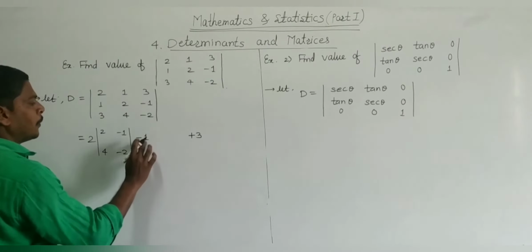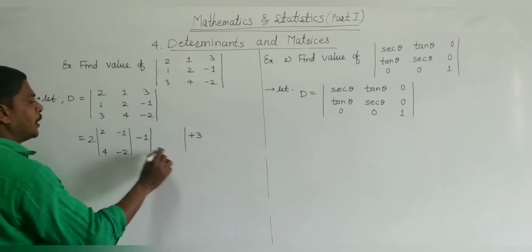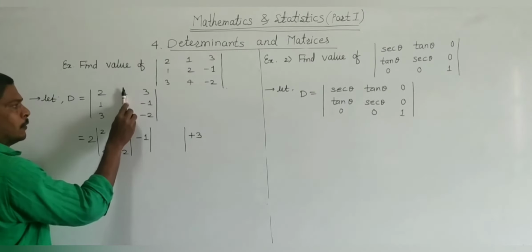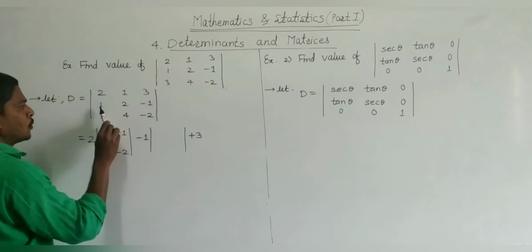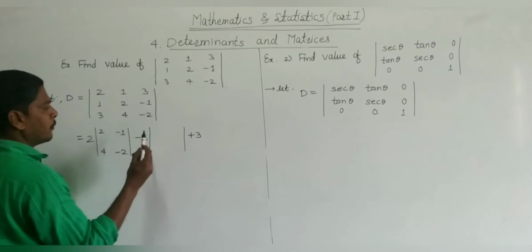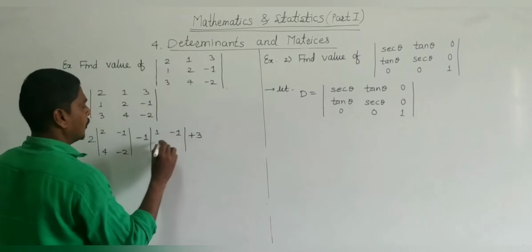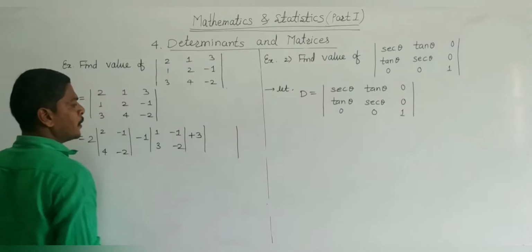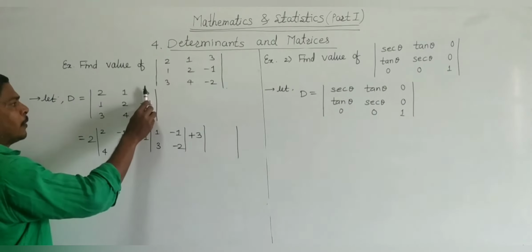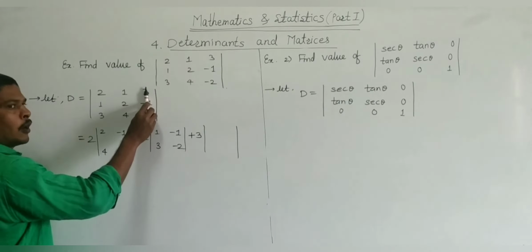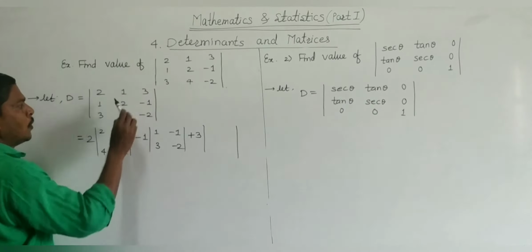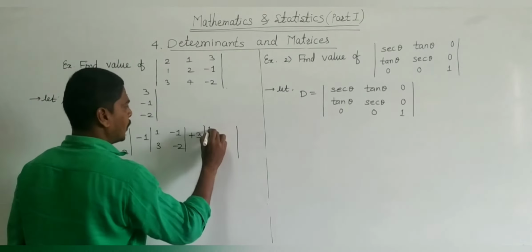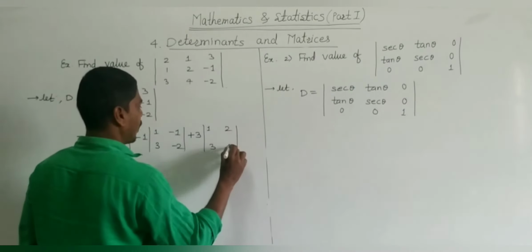And now multiply this 1 by those elements which do not belong to the row and column of 1. That means this column and this row are removed. So the remaining elements are 1, 3 and minus 1, minus 2. So minus 1 into the determinant of 1, 3, minus 1, minus 2. Similarly, multiplying 3 by those elements which do not belong to the column and row of element 3, which are the first 4 elements in the lower corner: 1, 2, 3 and 4.